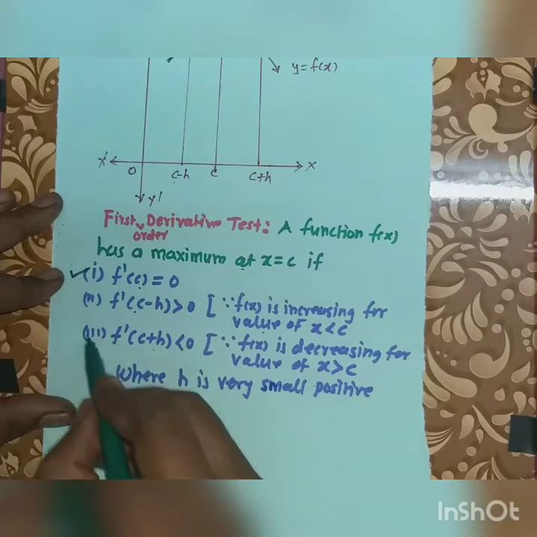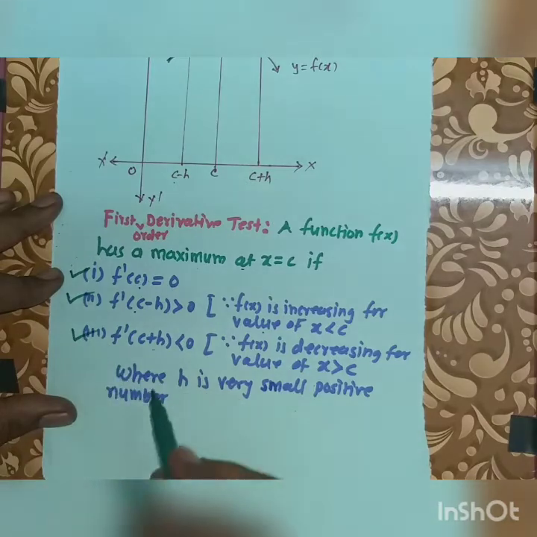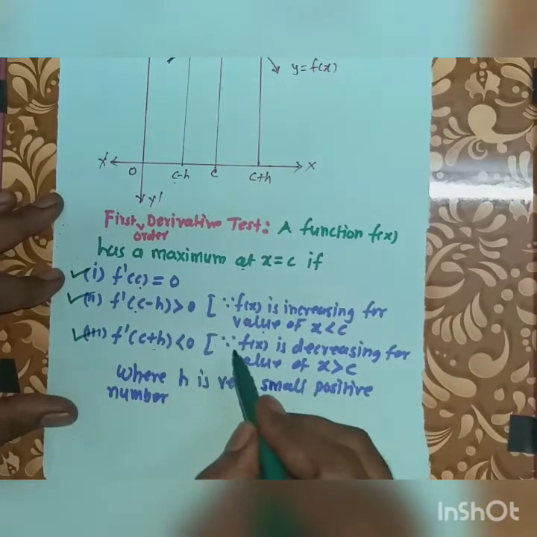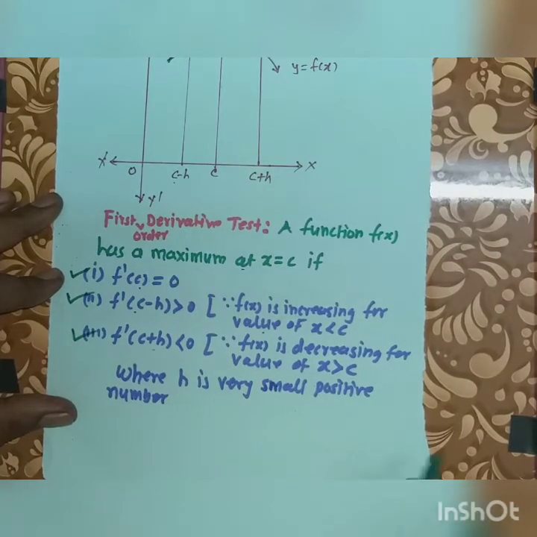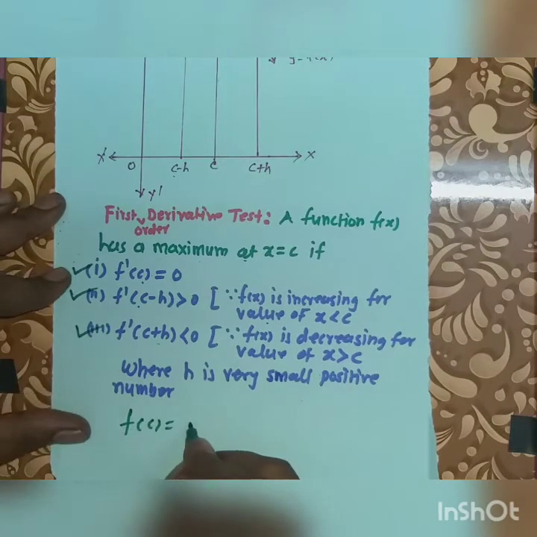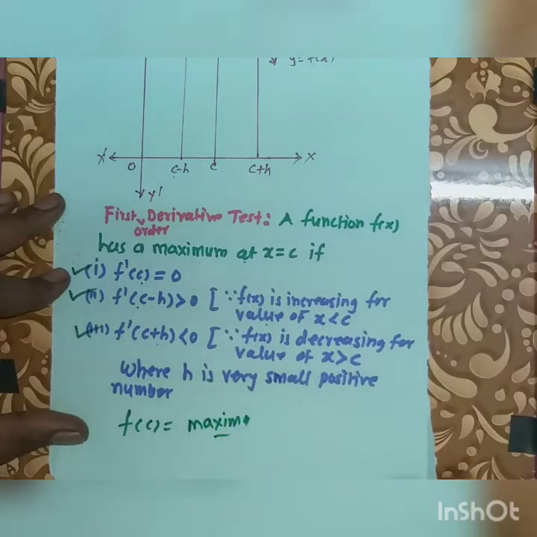When these three conditions are satisfied, we say that the given function is maximum at point c. Here h is very small, and then the value f of c is called the maxima at that point.